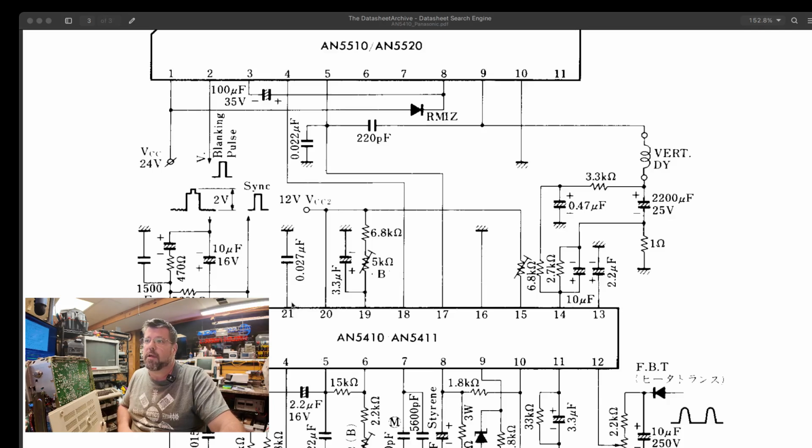Now, I'm not going to blame the manual 100%, because after discovering what I discovered, I feel like it's not 100% the manual's fault for telling me that, because the manual didn't consider the fact that we would be trying to use this monitor 43 years later.